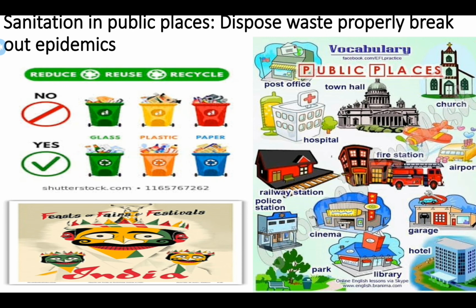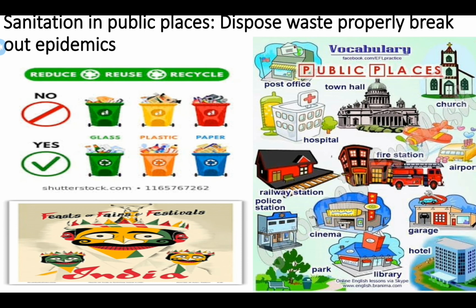Then only we can break the epidemics. So how do we dispose of it in a proper way generally? Then only it is very good for our health. So first, don't scatter litter anywhere. If there is no dustbin in sight, we should carry the litter home and throw it in the dustbin.